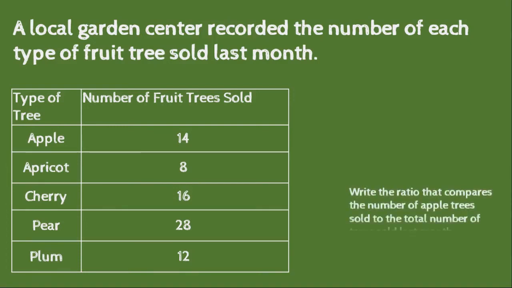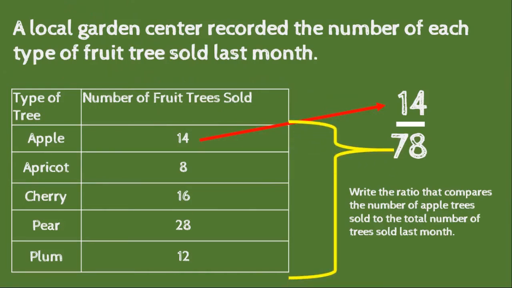Now, write the ratio that compares the number of apple trees sold to the total number of trees sold last month. So, the keywords are apple trees and the total number of trees sold last month. The way we can do this is, we look first at the tree type, which is apple, and the number of trees sold is 14. That is pretty simple. The next thing we have to do is add for the total number sold, which is simply 14 plus 8 plus 16 plus 28 plus 12, which equals 78. So the ratio is 14 over 78.